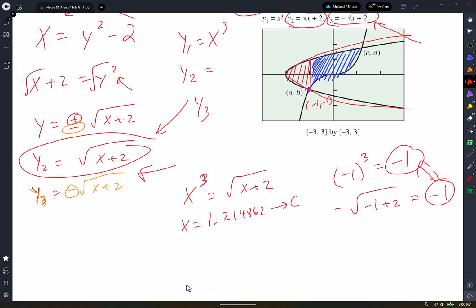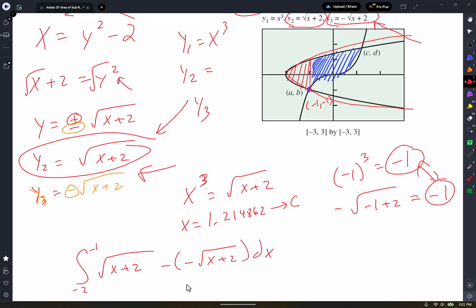So here it is. I'm finding this area. I'm going to color code it. Integral from -2 all the way to -1, and the top curve of that is square root of x plus 2 minus negative square root of x plus 2 dx.